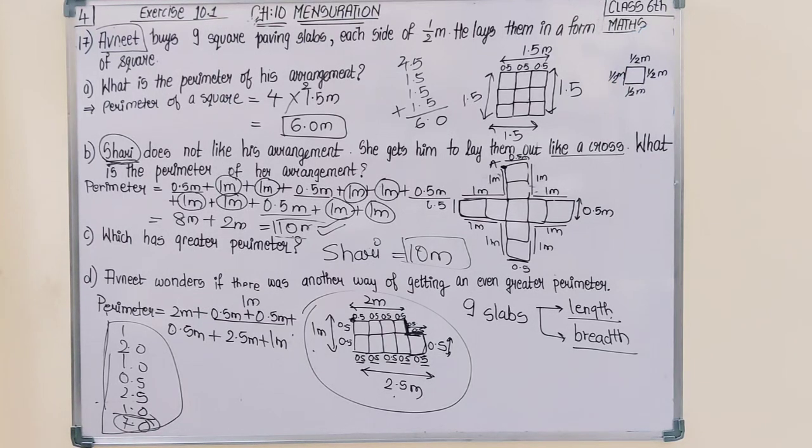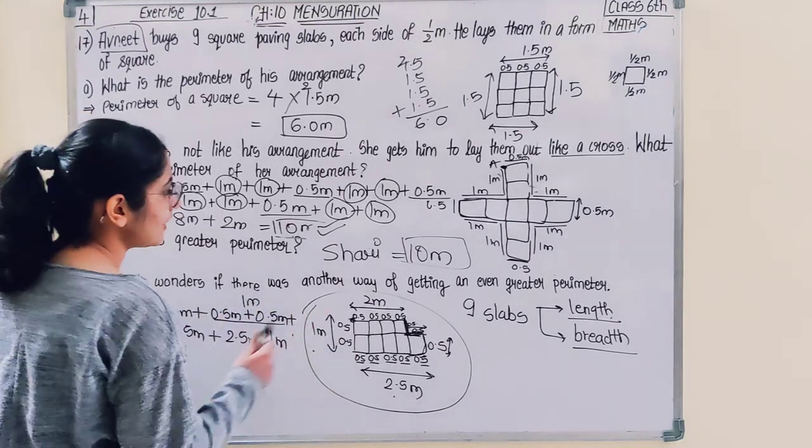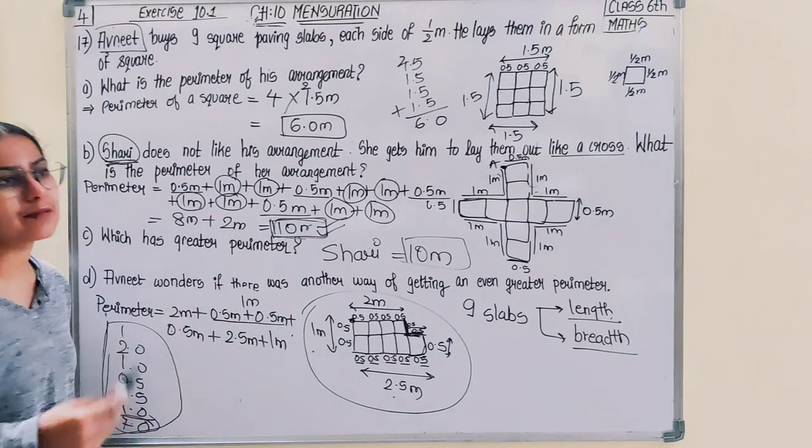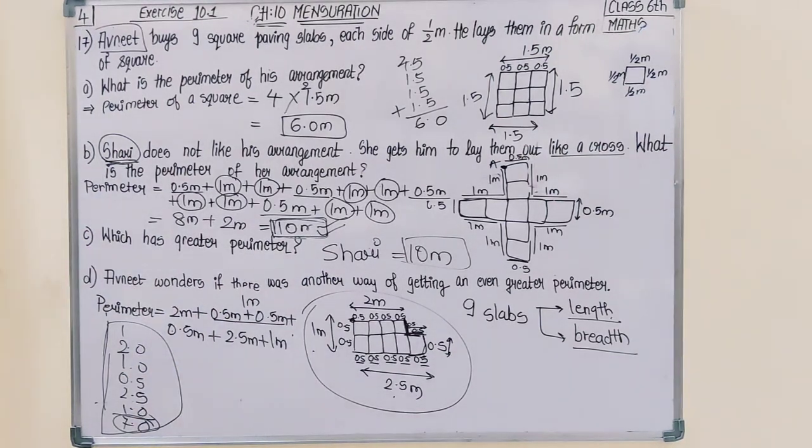Okay, so in the next lecture, I would be discussing about that figure. Not wasting much time here. Okay, you consider, and if you get more perimeter, you arrange in such a way that you would be getting more than 10 meter. 10 meter se zyada perimeter mile, aisa kuch ho sakta hai. You do hit and trial method.